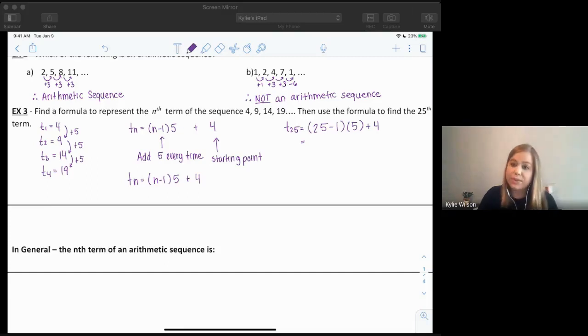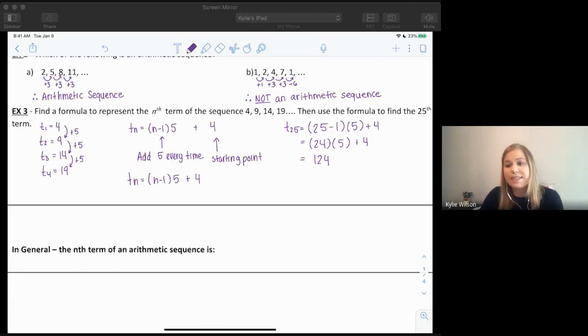So that will give me 24 times 5, and you don't need to write out all these steps if you can do that math a little quicker. And then when I put all of that in my calculator, I will get that my 25th term is 124.